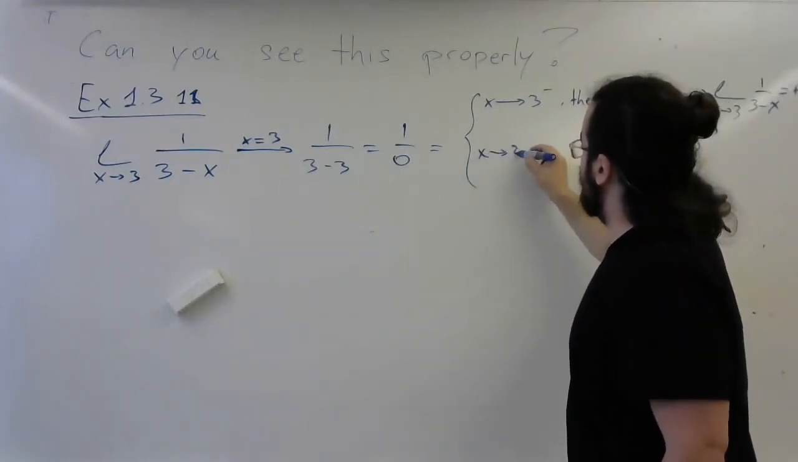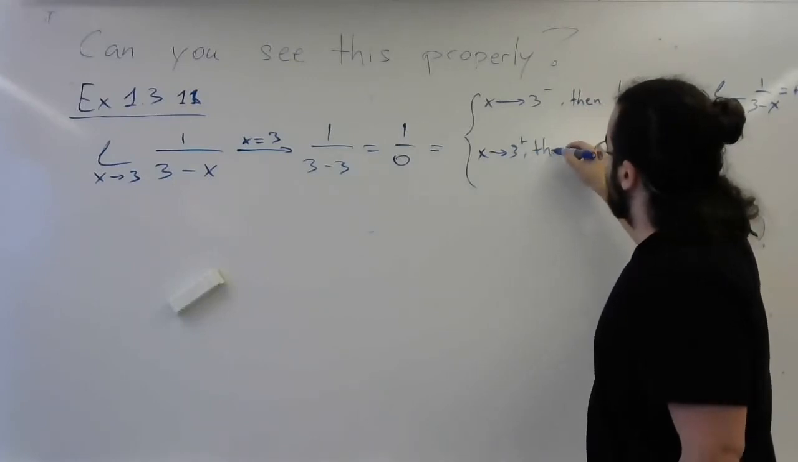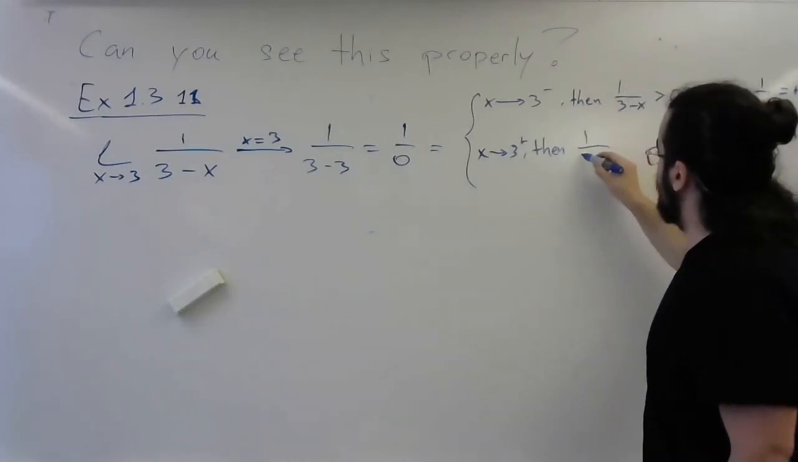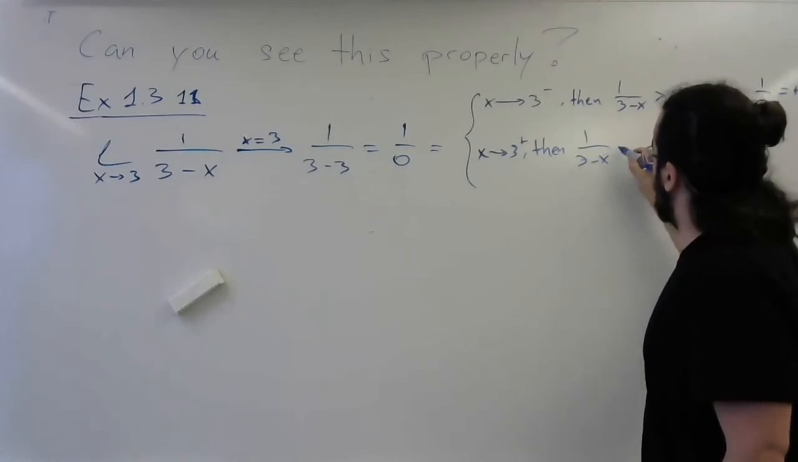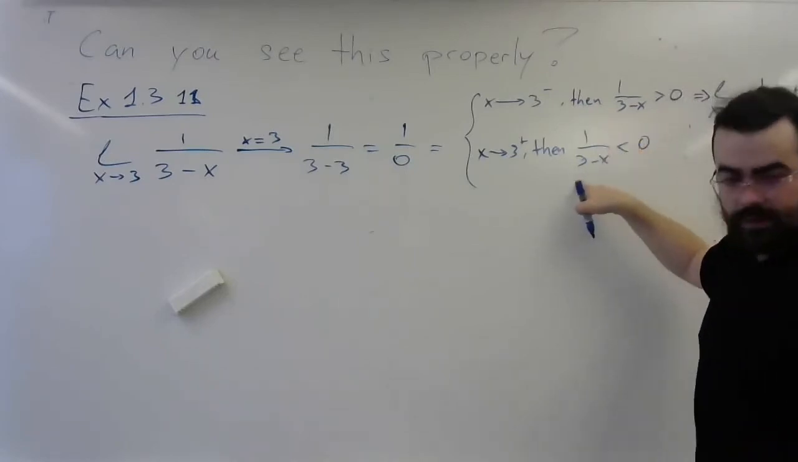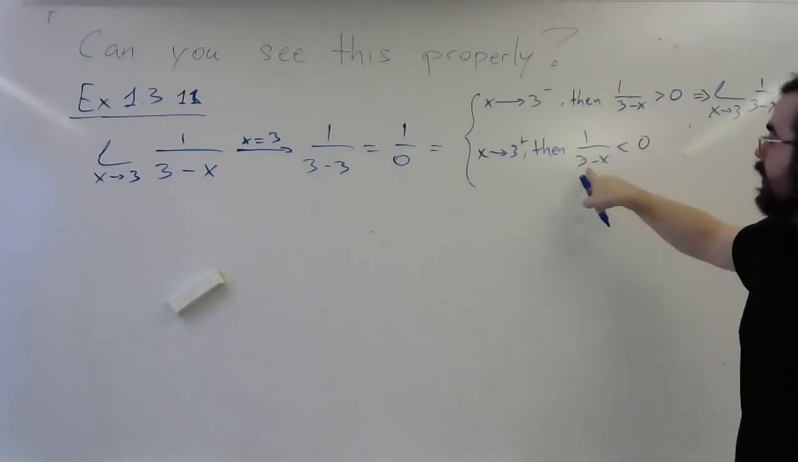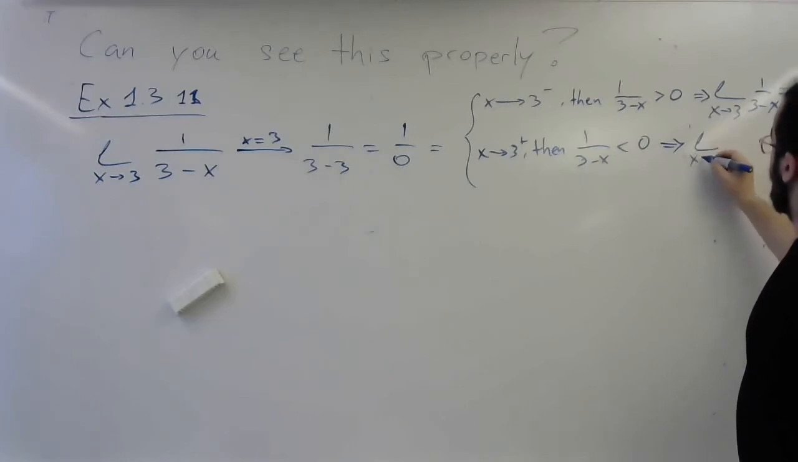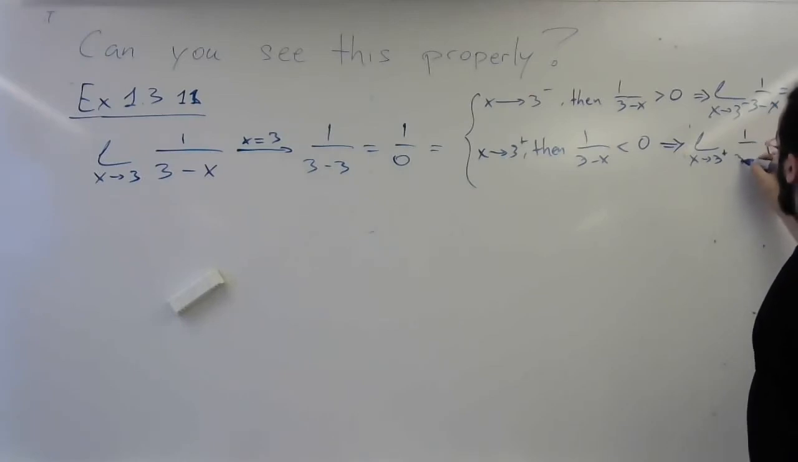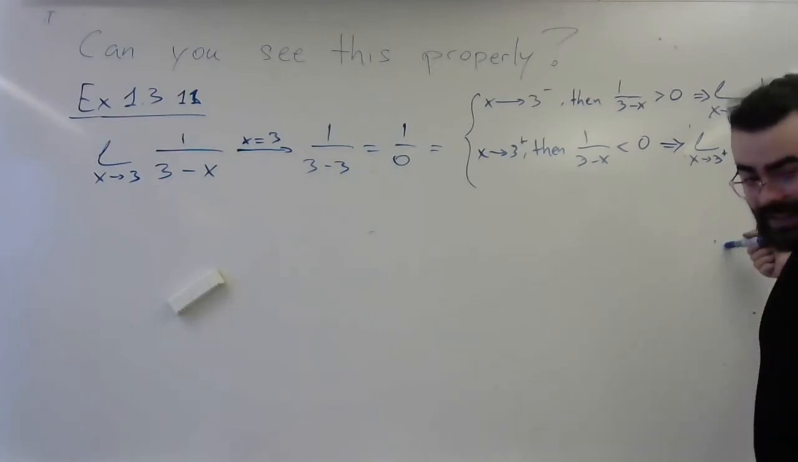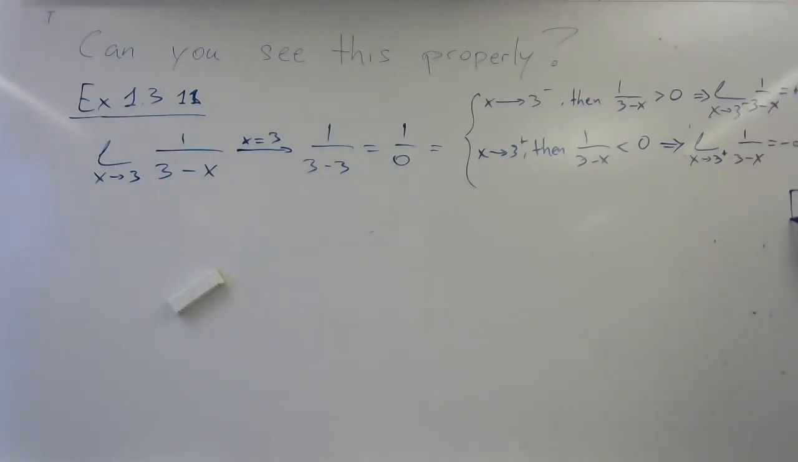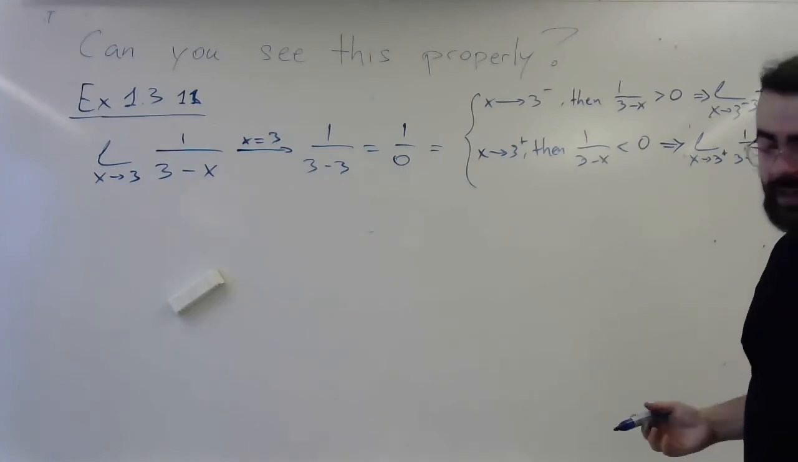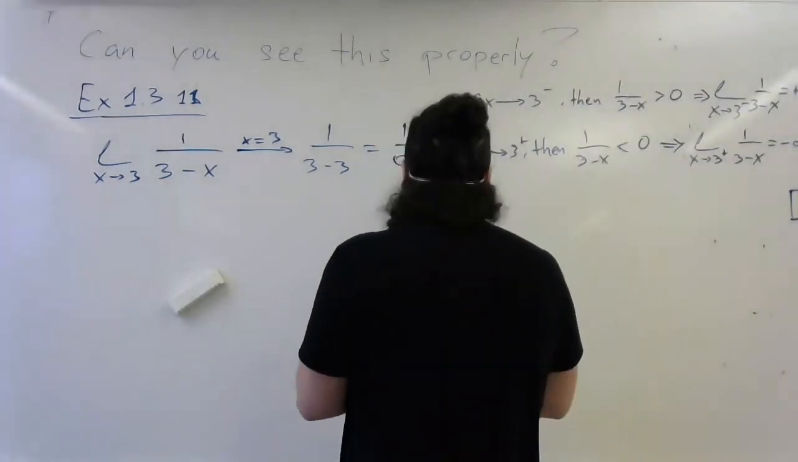However, if we approach from the right, we see the complete opposite behavior, right? We're dividing 1 by a negative amount because this is greater than 3. And so this is the answer, okay? This is what is called a vertical asymptote. You will see it.